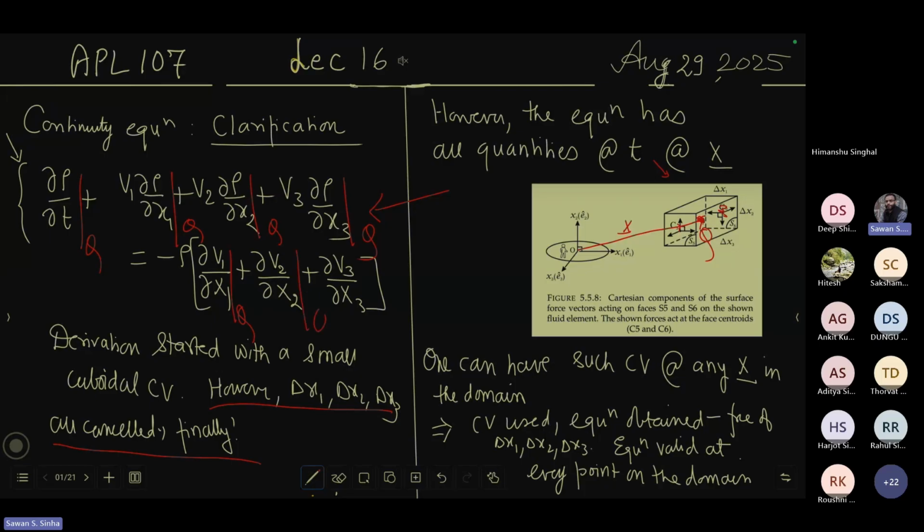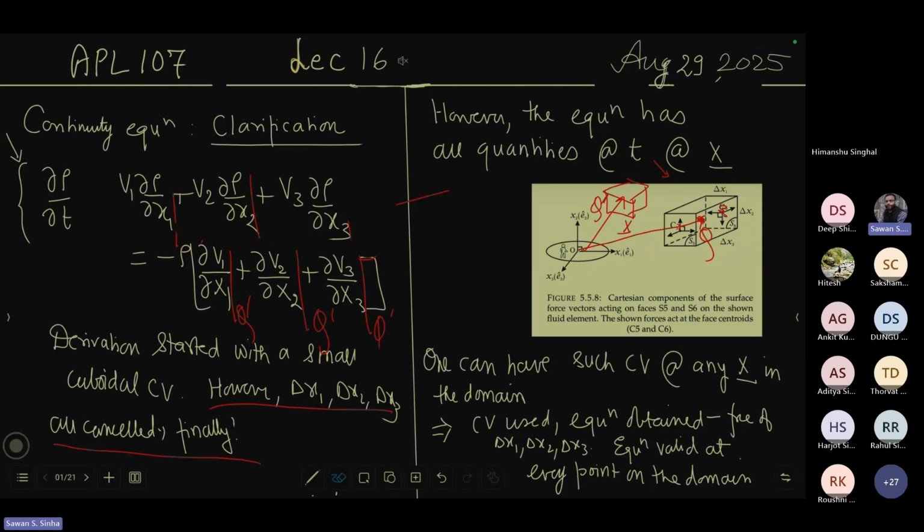Now if I go to another point, say here, let me call it Q prime, I can again make a small control volume like this, having the same dimension delta x1, delta x2, delta x3. I can repeat the derivation process. What will I get? I will again get the same equation, but at that time it will be at Q prime. What does it mean? It means that the equation that I derived is applicable for each and every point in the flow field.